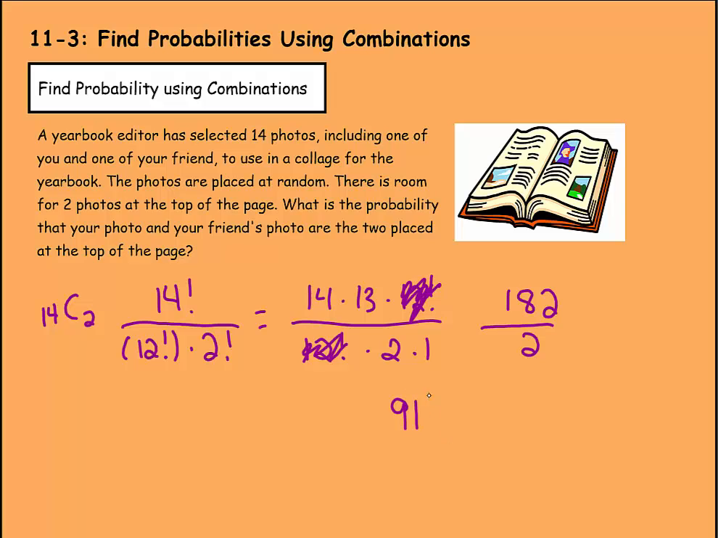So that tells me how many total possible combinations of 2 pictures there could be on the top of that page. That's a whole lot of combinations, and you're only looking for one of them. So if you're doing theoretical probability, the total number of combinations is 91. The favorable one, the one that you and your friend, would only be one of them. So your probability would be a 1 out of 91 chance that you two would be placed together at the top.